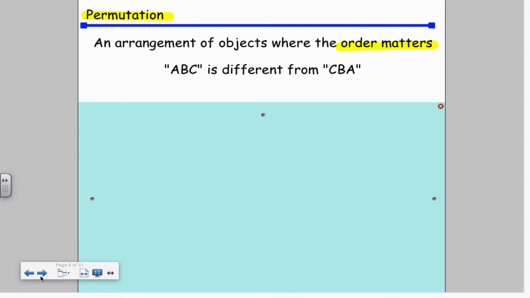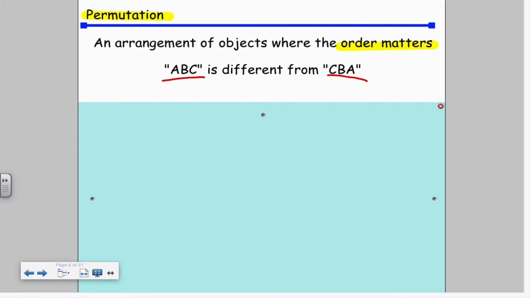Now we're going to talk about a permutation in math. A permutation is an arrangement of objects where the order matters. The order matters with permutations. In other words, ABC is different from CBA.